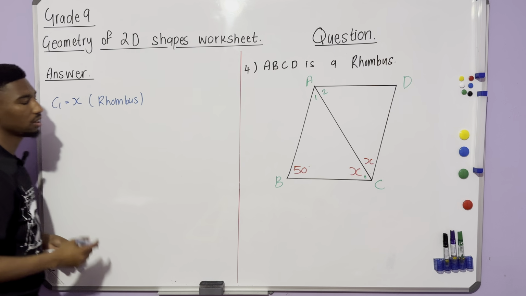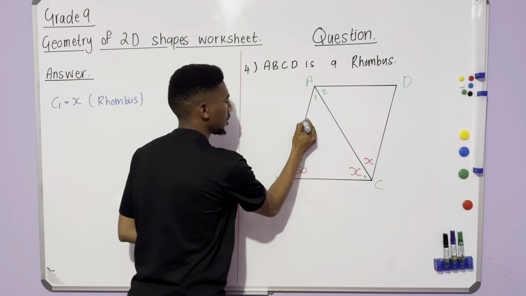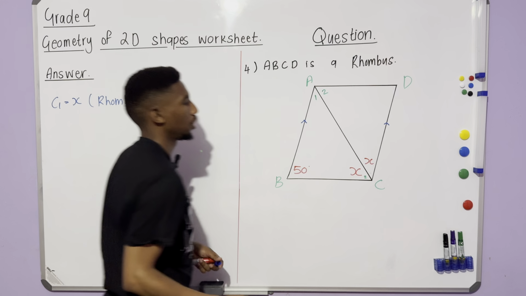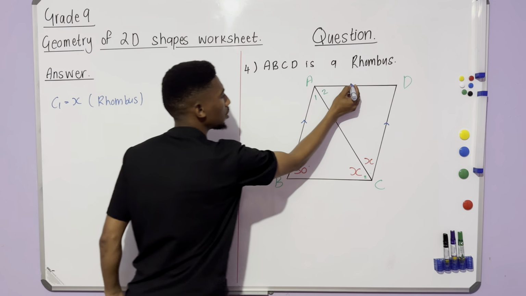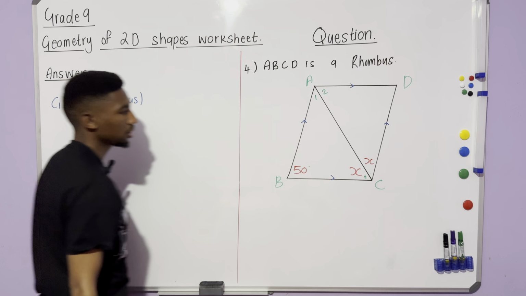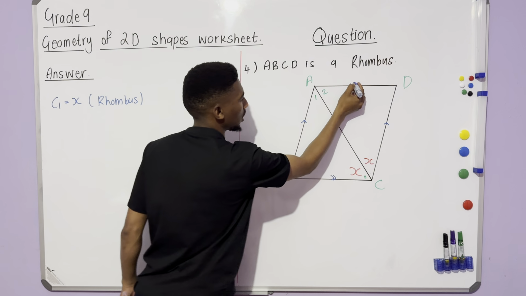Then I can say that those lines are parallel, also these two. That's just the properties of a rhombus. Just indicate like that.